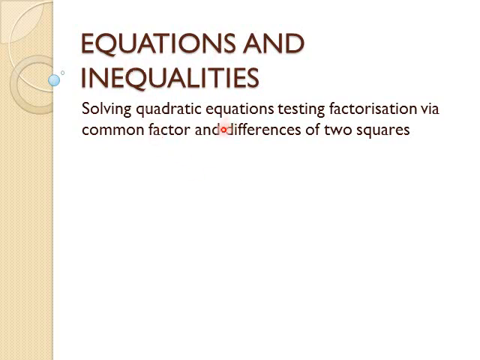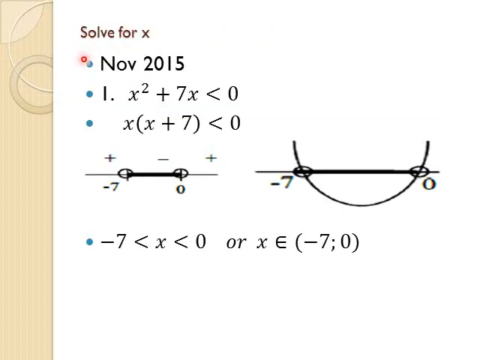I'm Mr. Simons. In this lesson on inequalities, we'll be solving quadratic inequalities by testing your factorization first, of common factor or difference of two squares. So we look at the first problem, taken from the November grade 12 2015 paper. It gave me x squared plus 7x less than 0. So if I say less than 0, I have to find where it is negative.